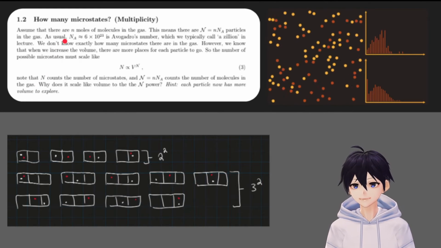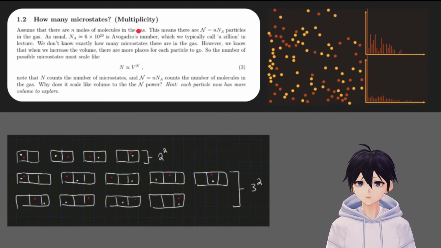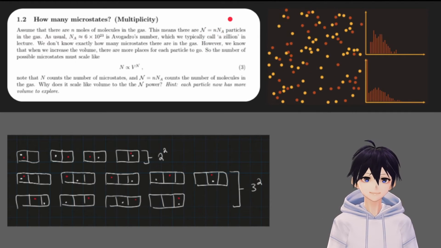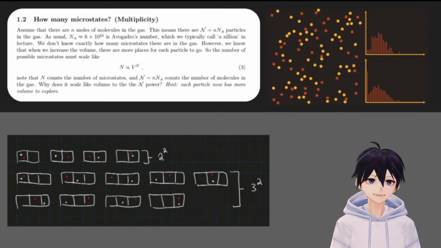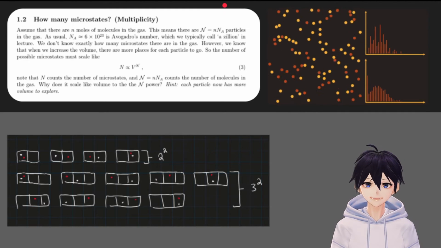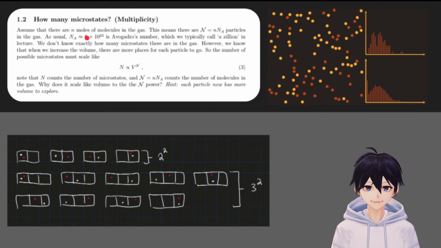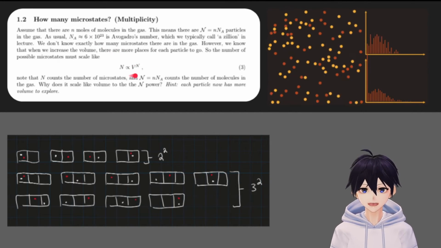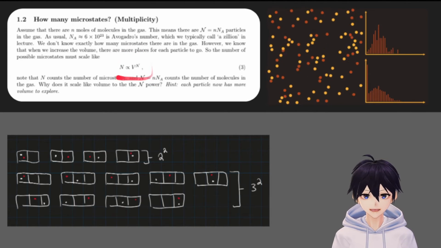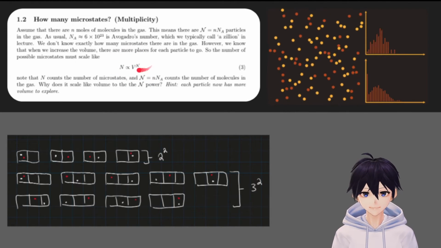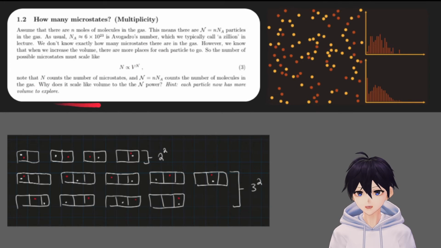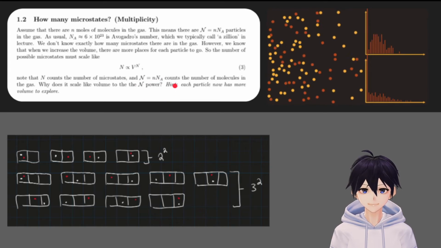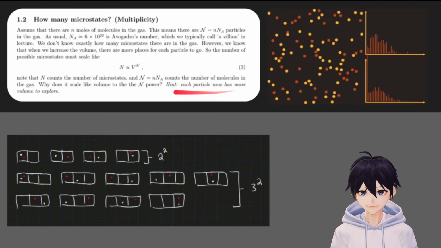So as for the next part, it wants us to know that this fancy N is equal to the number of moles multiplied by Avogadro's number, and that Avogadro's number is this number right here. And then it also wants us to know that the number of microstates is proportional to the volume to the fancy N power, and why it scales like volume to the fancy N power. It gives us a hint: each particle now has more volume to explore.